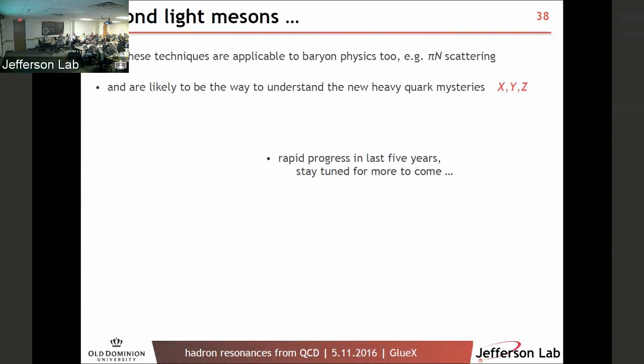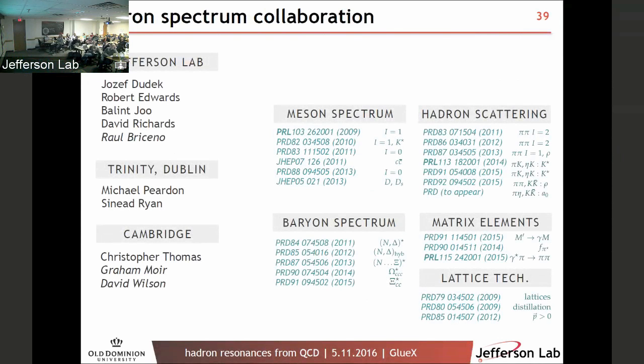And just to show you a cast of characters, the numerical calculations I've shown were all done by the Hadron Spectrum Collaboration, which has its sort of center of gravity here at Jefferson Lab, but also has external entities across the Atlantic who are mostly focused on charm and charmonium calculations. And here's the complete list of publications since we came into existence in 2009 or so. Thank you. All right.